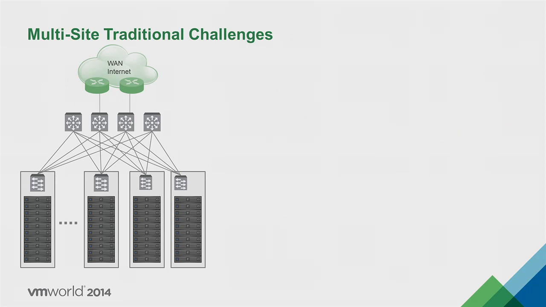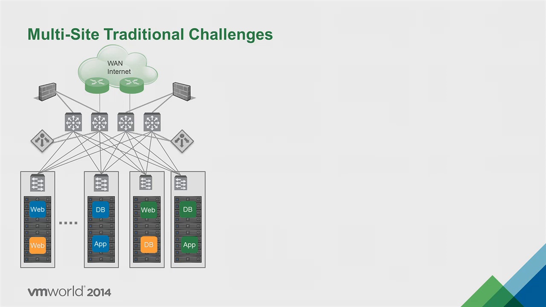So next, we're going to talk about some of the traditional challenges when it comes to multi-site. Traditionally, you'll deploy your applications in the data center. We'll deploy some standard multi-tier applications over here on the left, and then you'll create your network and security services, so firewall and load balancing will be configured and tied to that location.